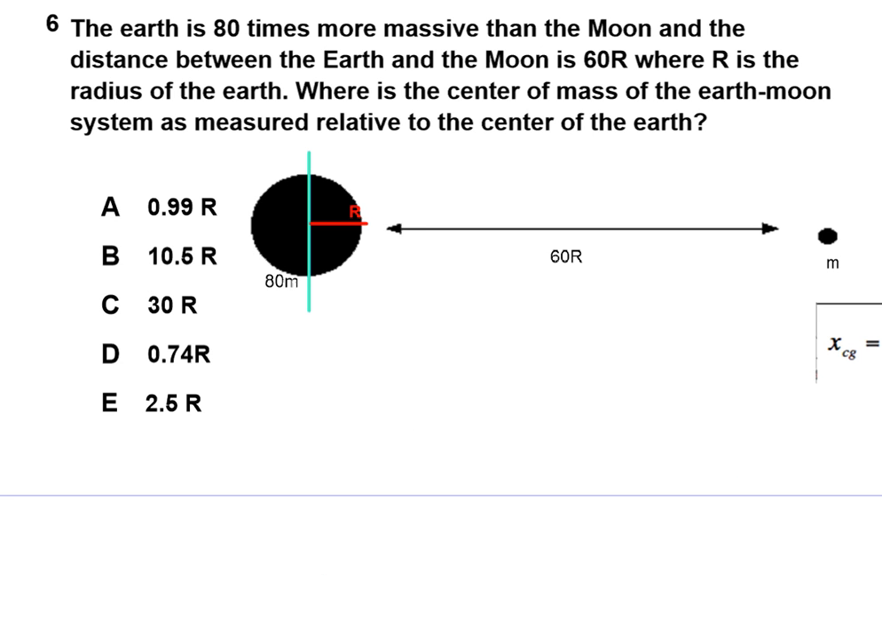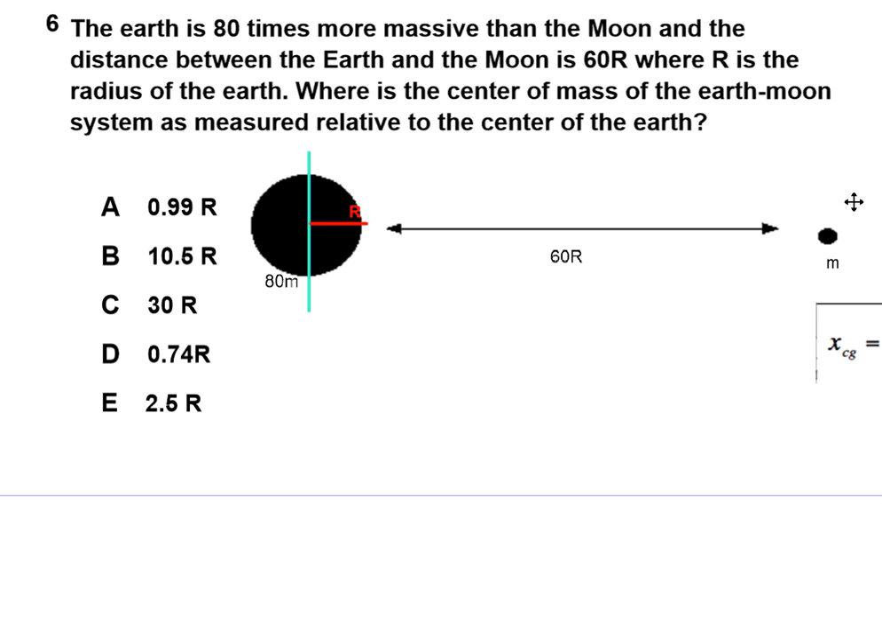You can also find the center of mass for a two-mass system like the Earth and the Moon. So, for example, this is the Earth on the left and the Moon is on the right. The distance between the Earth and the Moon, center to center, is 60 Earth radii. And it turns out that the Earth is 80 times more massive than the Moon. So where along this line would the center of mass be?